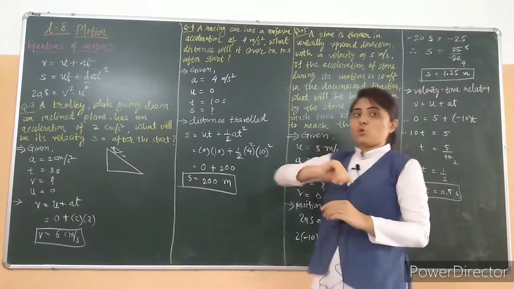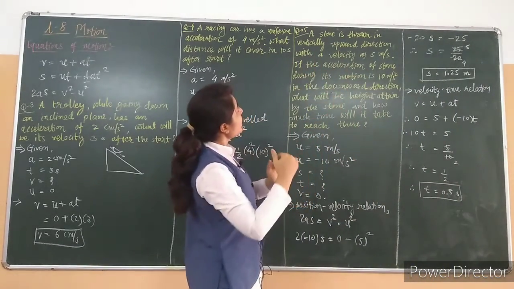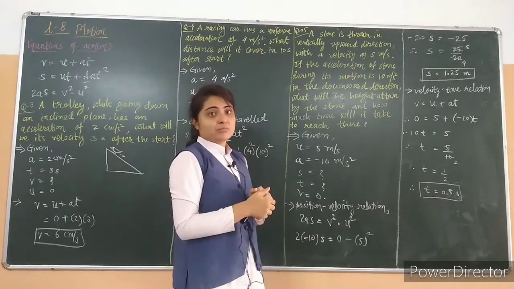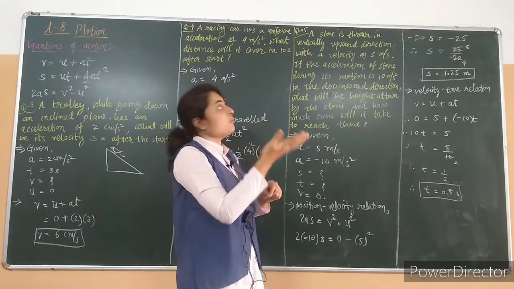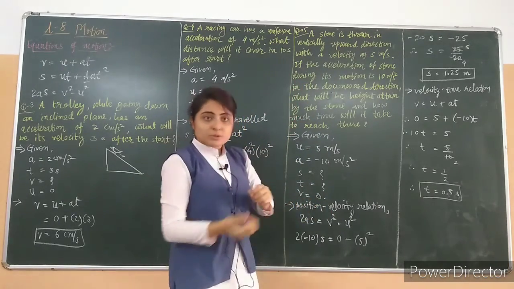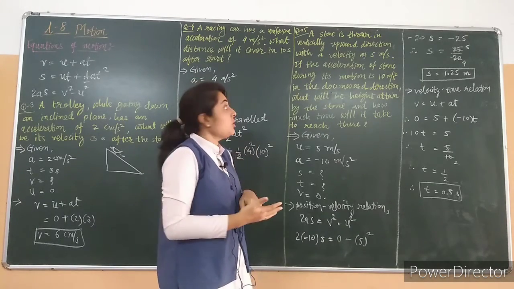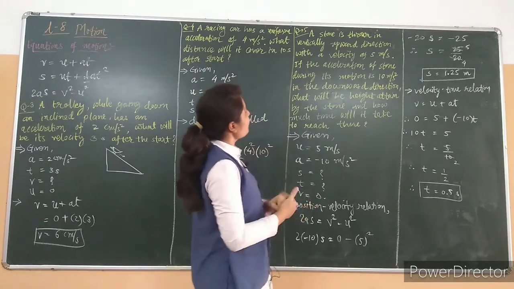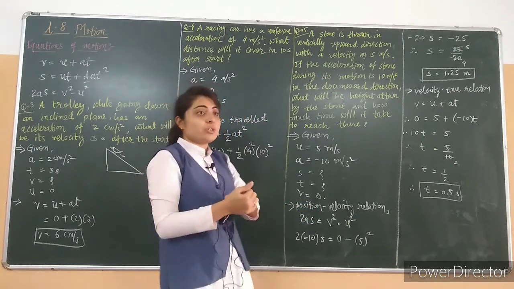A stone is thrown. This is an important question. A stone is thrown in a vertically upward direction. Vertically upward means from the ground, the stone is thrown upward with a velocity of 5 meters per second. So it is thrown with the velocity, which means its initial velocity is 5 meters per second. If the acceleration of the stone during its motion is 10 meters per second square in the downward direction.